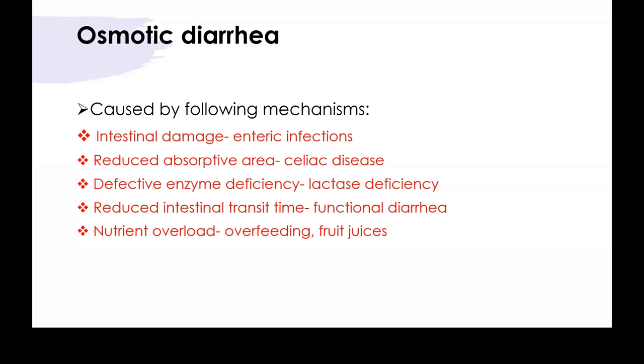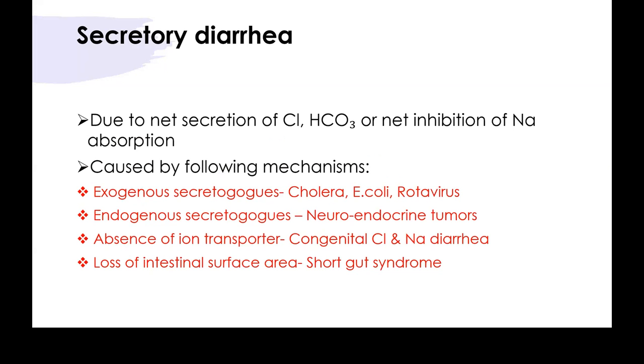Important mechanisms which give rise to osmotic diarrhea are intestinal damage due to enteric infections, reduced absorptive area, for example in celiac disease, defective enzyme deficiency, reduced intestinal transit time, and nutrient overload. All these factors are mechanisms which give rise to osmotic diarrhea. As I said earlier, watery diarrhea can be osmotic or secretory.